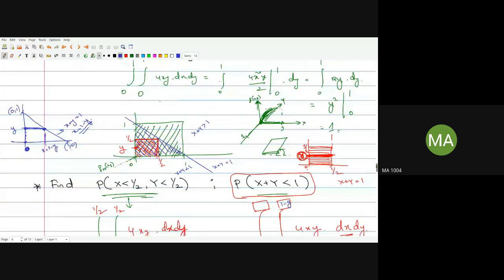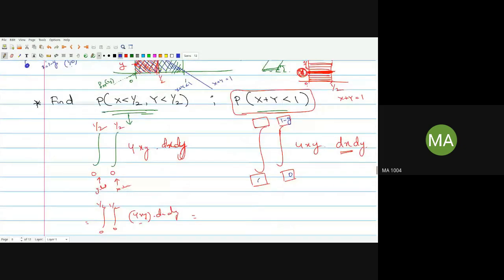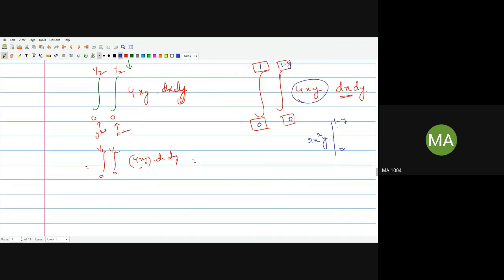And after filling the inner limits, now you look at this y. So this y can go from 0 till 1. Then it will be 0 to 1. So these are the limits. Now you have to integrate it. That's it. So integrate it. You will get 2x square y, 1 minus y, 0. So you have to substitute this 1 minus y in place of x only.